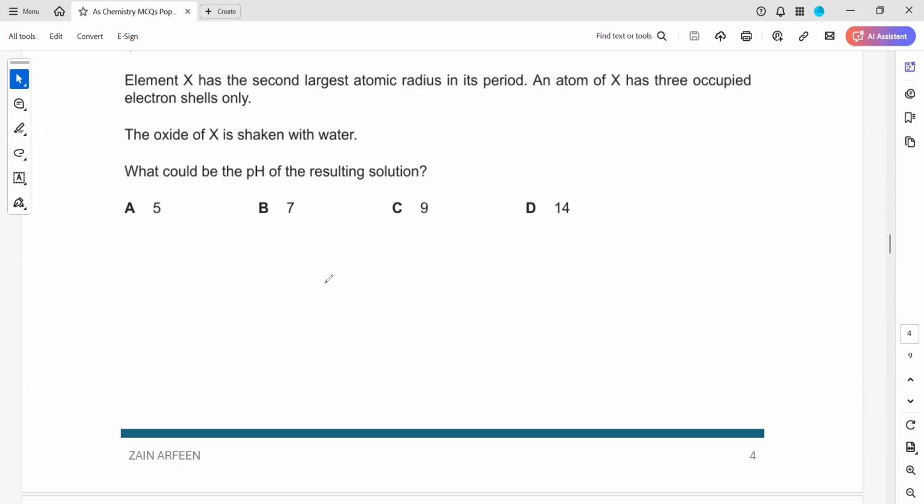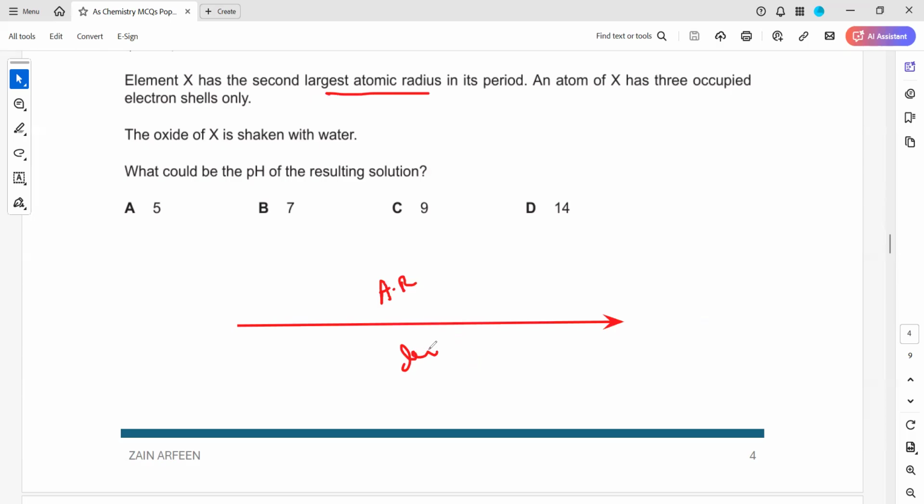because when we talk about the metals, the metals have a tendency to lose electrons, whereas non-metals have a tendency to gain electrons. So element X has the second largest atomic radius. So what is the general trend in atomic radius? Across the period, the atomic radius decreases.